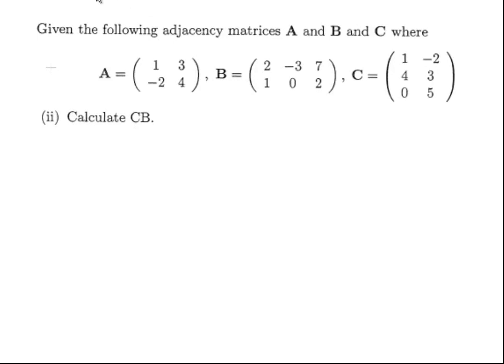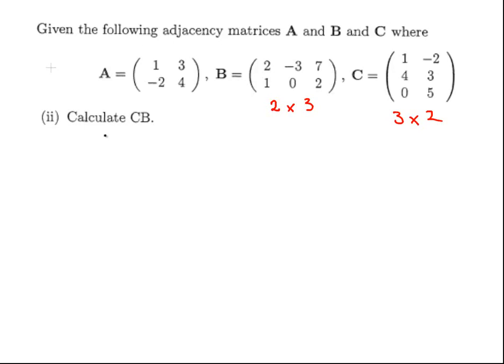So we're going to disregard A. We're just looking at B and C only. What is the dimension of B and what is the dimension of C? Well, B has 2 rows and 3 columns, so it's a 2 by 3 matrix. C has 3 rows and 2 columns, so it's a 3 by 2 matrix. And what we were asked to do is calculate C times B.